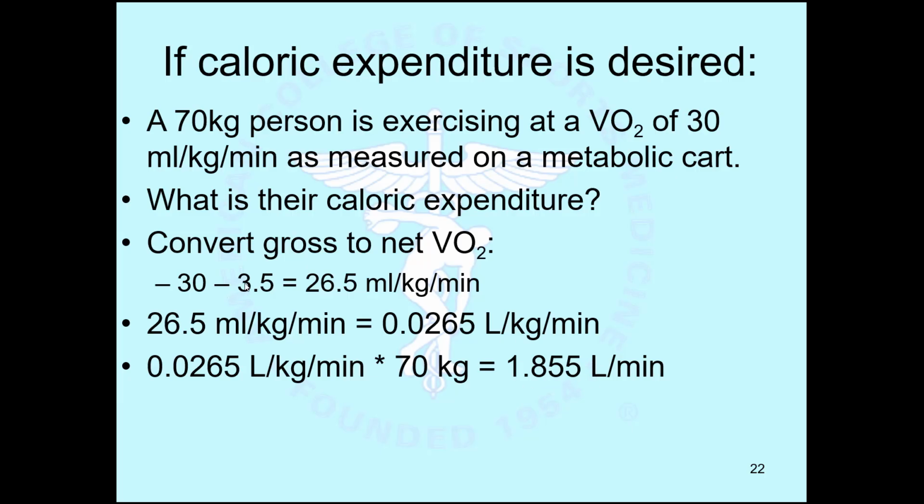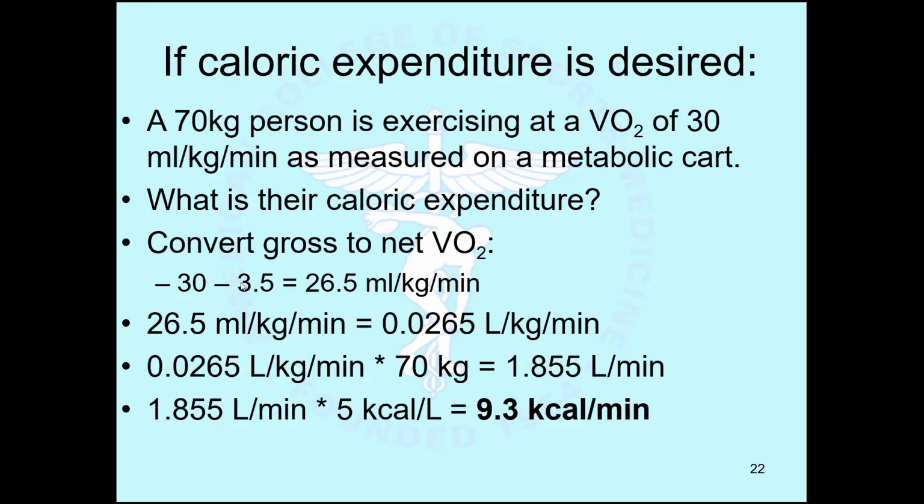And then we're home free. We just have to multiply that by the caloric equivalent, which is always going to be 5 for us. So 1.85 times 5, 9.3 kcals per minute. That's the net caloric expenditure or energy expenditure at that intensity.